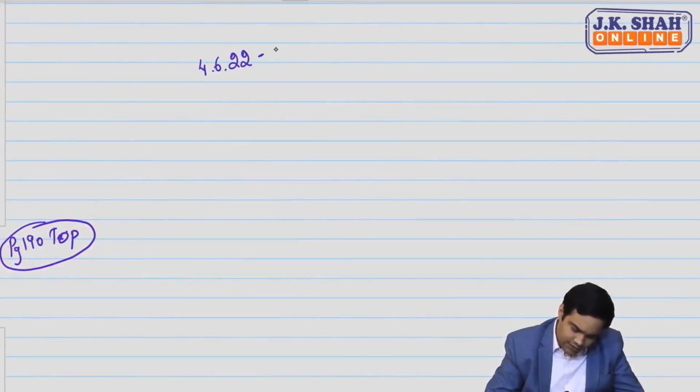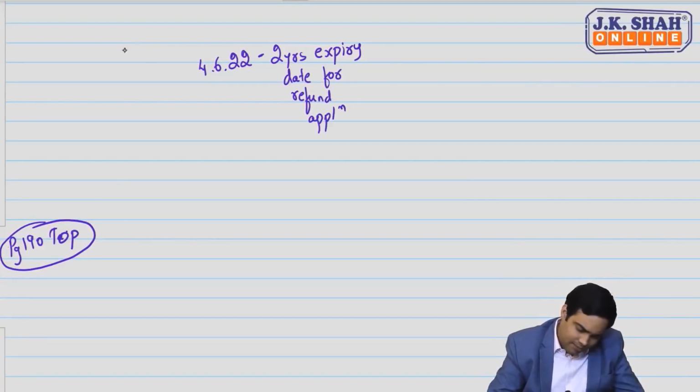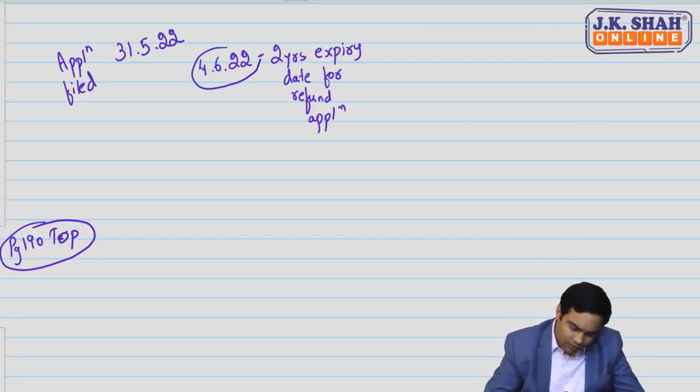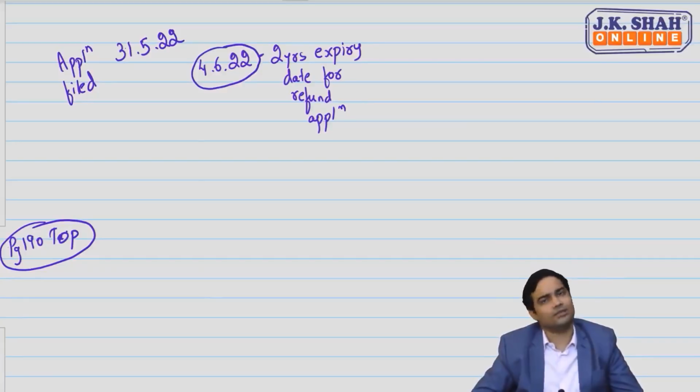4/6/2022 was the 2 years expiry date for refund. I filed my application on 31st May 2022. Application filed. People, have I filed the application within the time limit of 2 years? Yes, sir. It was expiring on 4/6. You filed it on 31st May.